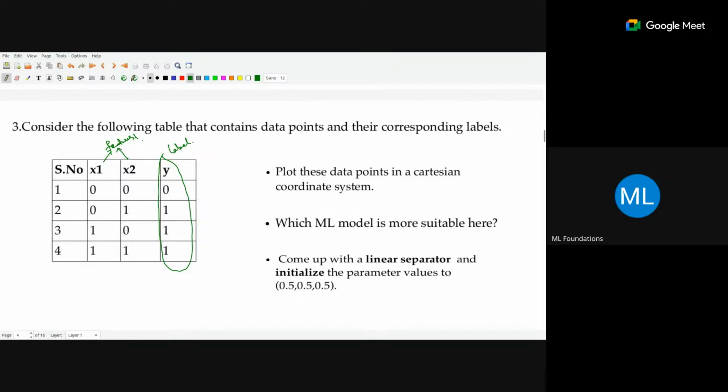First one done, at least the plotting. Will x1 and x2 be plotted on the same axis, and y on another axis? No, you don't have to plot y. X1 versus x2 should be plotted, and for y you can color the point, or use a small circle and a big circle, some differentiation.